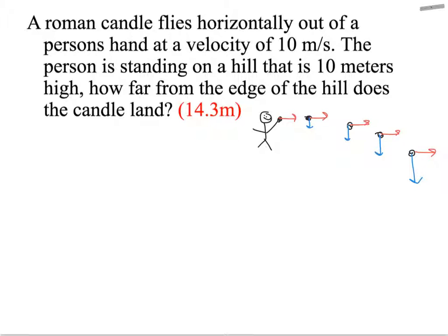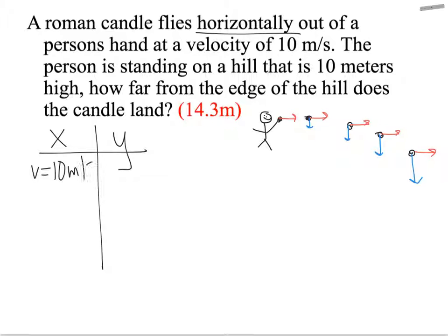So if we make our little XY column and list what we know, it's telling me that it's flying horizontally out of his hand at a velocity of 10 meters per second. So that's telling me my horizontal velocity. And the person is standing on a hill that's 10 meters high. So that's telling me my vertical displacement. Horizontally, I know the velocity is going to stay constant because there's nothing pushing or pulling on it horizontally, so nothing's affecting the horizontal velocity. So over here, I'm only going to have 3 variables because it's moving at a constant velocity.